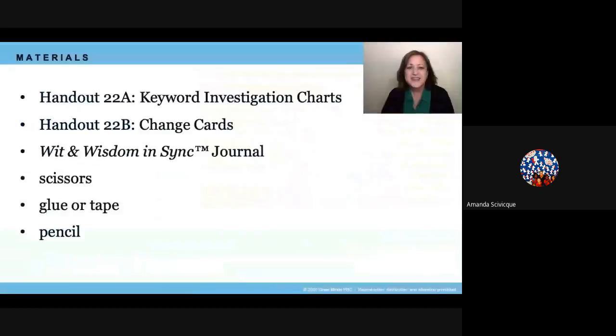Today, you'll need handout 22A, the keyword investigation charts, handout 22B, the change cards, your instinct journal, your scissors, glue or tape, and your pencil. So pause here to gather what you need, and then just hit play when you're ready to continue.